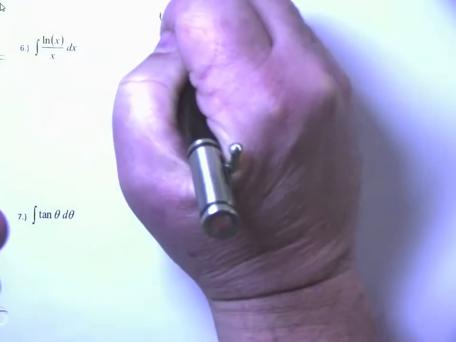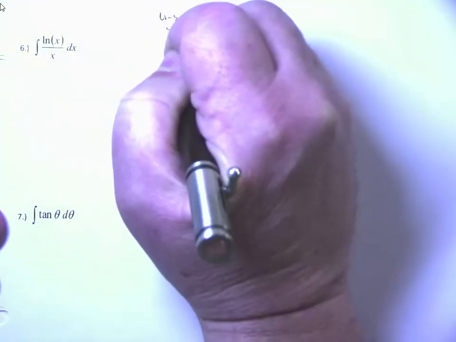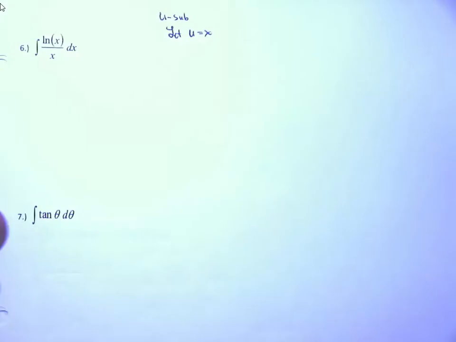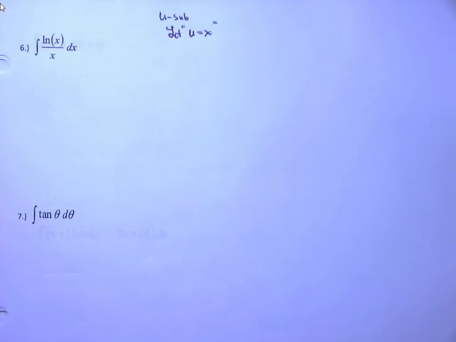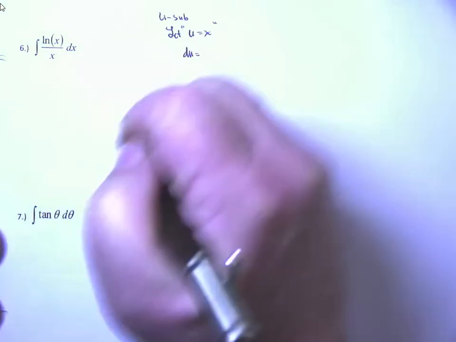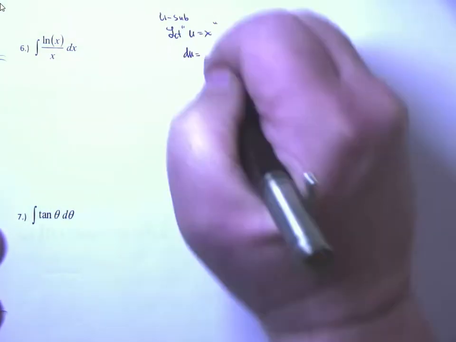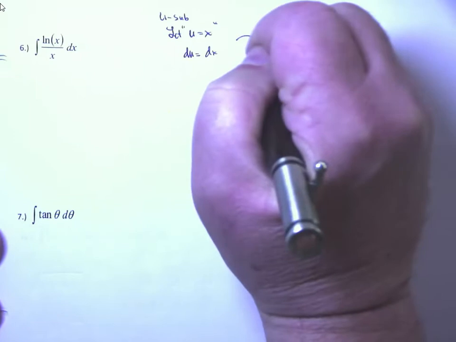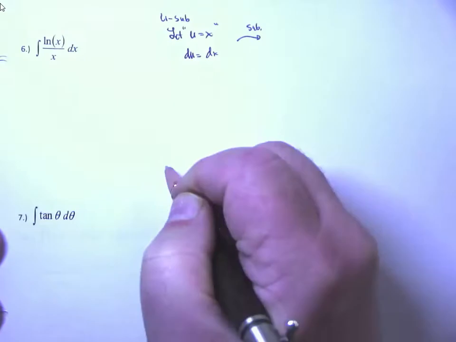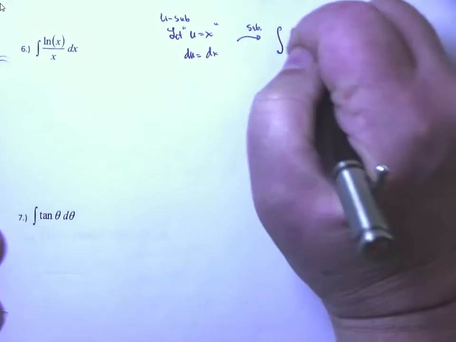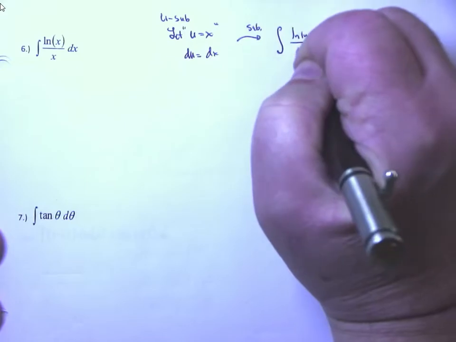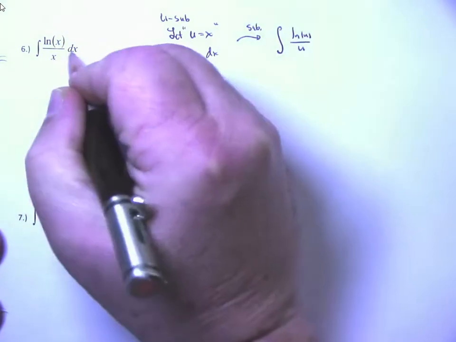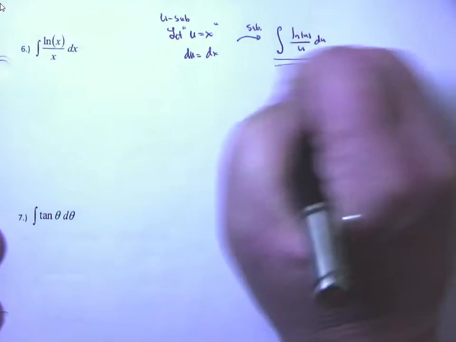U-substitution, U-sub. Let's let u equal x. This is the U-substitution. Other techniques down the road are different, but this is U-substitution. I'm going to let u equal x. Now, if I let u equal x, what does that make du equal to? What's the derivative of x? 1 dx. So when you substitute, what are you going to get? You're going to get the integral of the natural log of u over u, replacing x with u, and dx gets replaced with du. You get this problem.